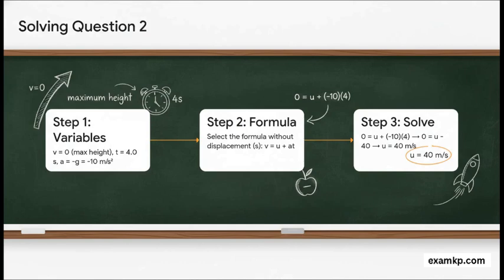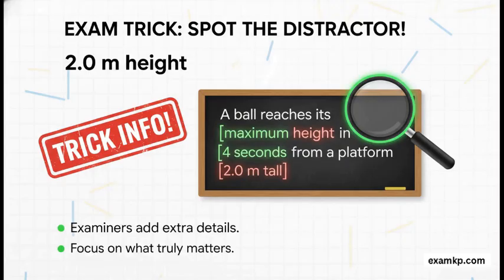Now, wait a minute. Here's a classic exam trick. Did you notice that 2.0 meters above the ground part? It was completely irrelevant for finding the initial velocity. Examiners love to do this. They add extra information just to see if you can spot what actually matters. Don't you fall for it.